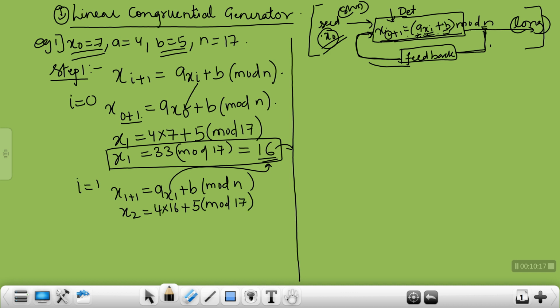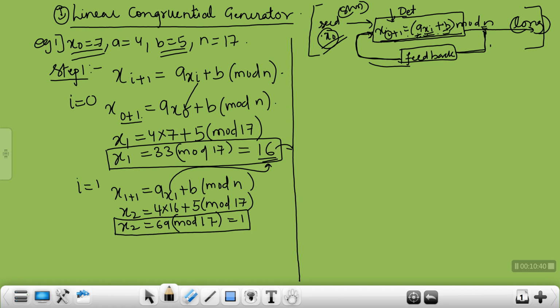What is 4 into 16? 64 plus 5. 64 plus 5 is nothing but 69. So my x2 value is nothing but 69 mod of 17. What is 69 mod of 17? When I solve this, I am getting the answer as 1. So the value of x2 I have got as 1.